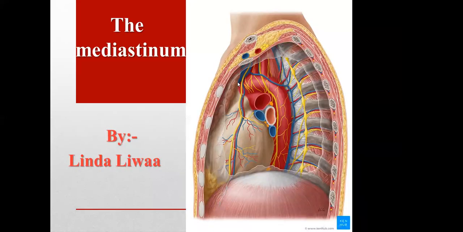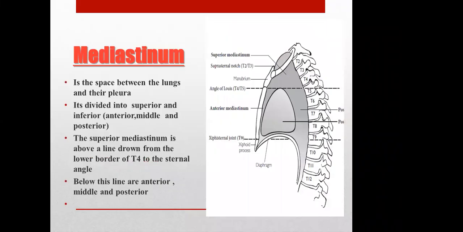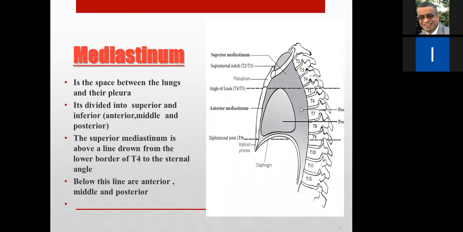My seminar today is about the mediastinum. The mediastinum is the space between the lungs and their pleura. It is divided into superior and inferior. The inferior one is divided into anterior, middle, and posterior. This is the superior mediastinum, and this is the inferior, where it is divided into anterior, middle, and posterior mediastinum.